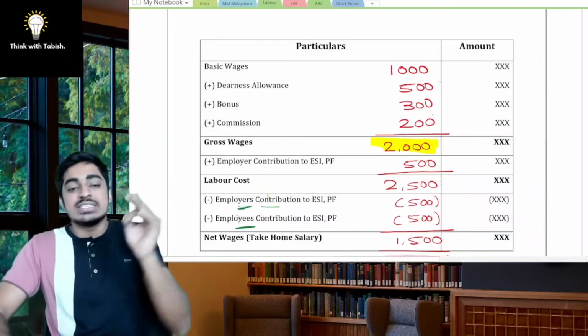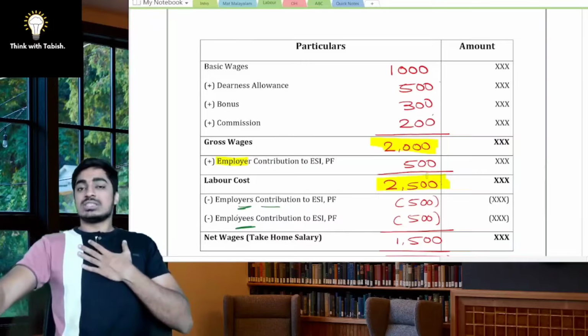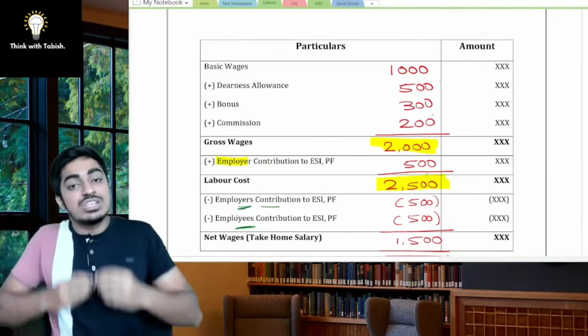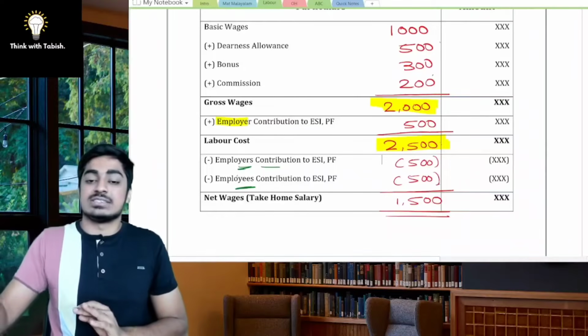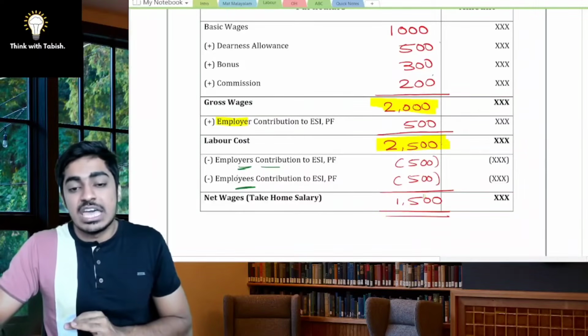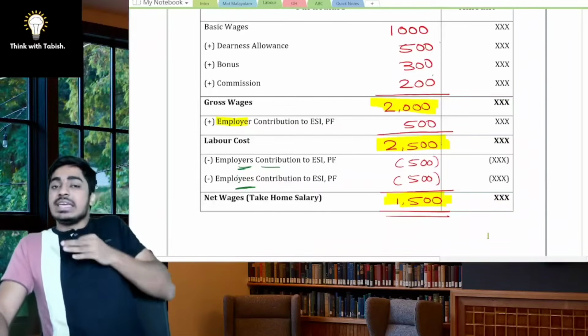But ultimately, from the employer's pocket, this money is also going. So to gross wages, we add the employer's contribution, and we get the labor cost. What is labor cost? The employer is telling, totally, this is what is going out from my pocket. Then we have the net wages. What is net wages? The employee is telling, this is what I am ultimately getting in my pocket.